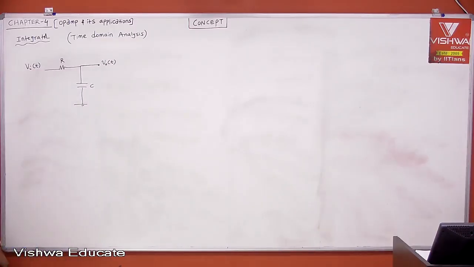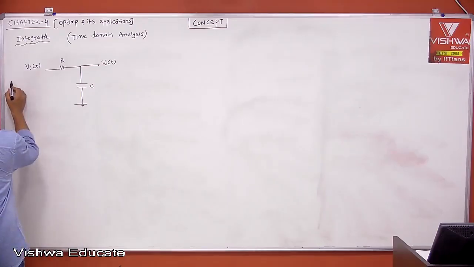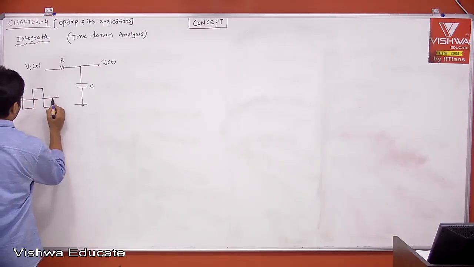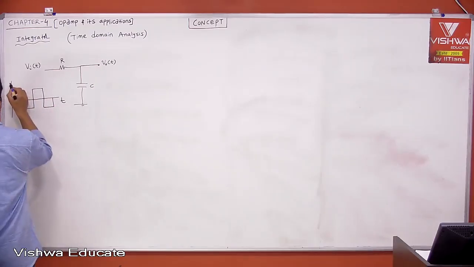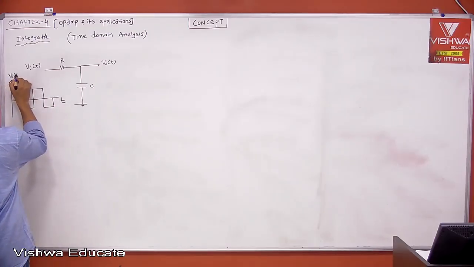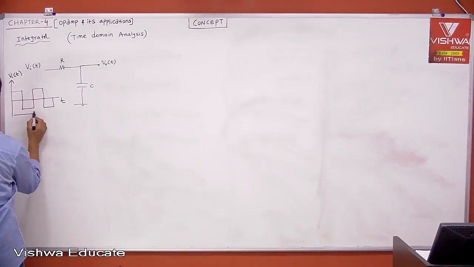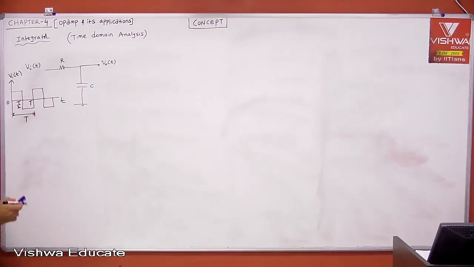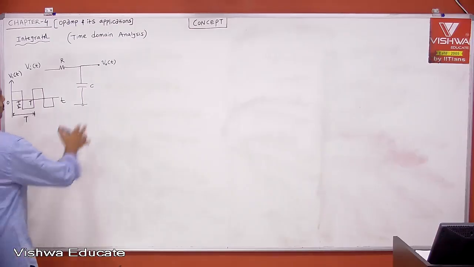Okay. Let us apply a square wave at the input. Therefore, this is the input. This is your V_A of T, let us say having a time period T. This is 0, this is T by 2, and this is T. Now, if you apply a square wave as input, let's see what your output is.